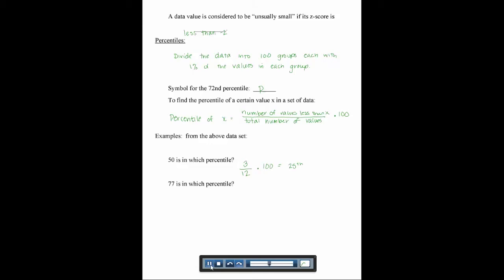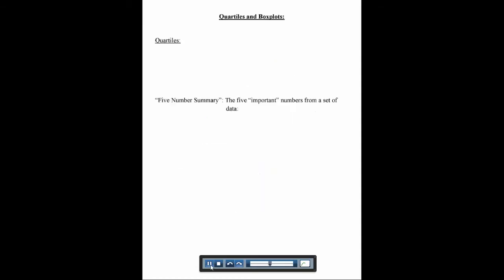Okay, if we look at 77, if you count, there are 9 data values less than 77 on the previous page. There's still a total of 12 values. We multiply that by 100. And we see that 77 is in the 75th percentile. So what this 75th percentile means is that 75% of the data values in the data set above are below 77.